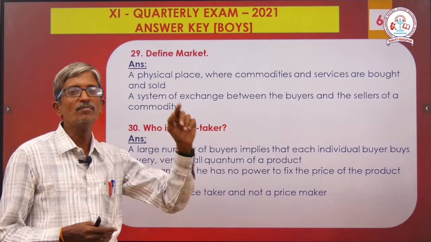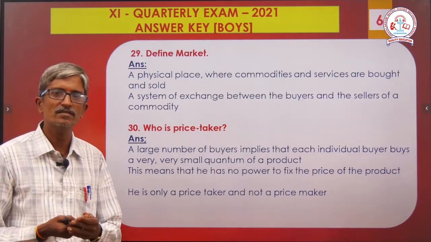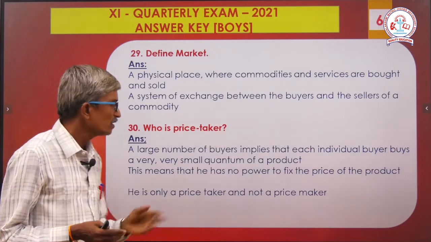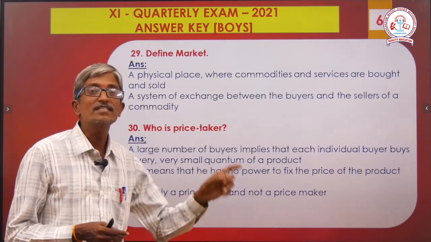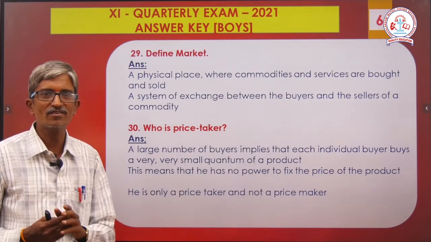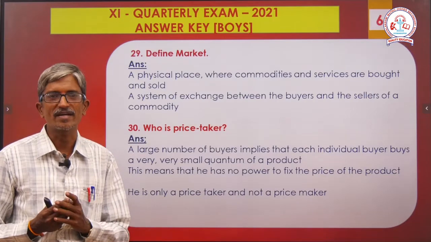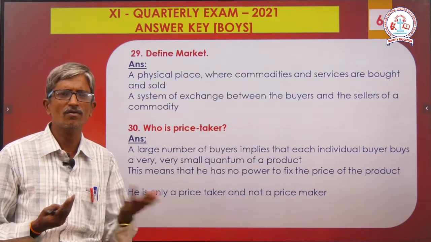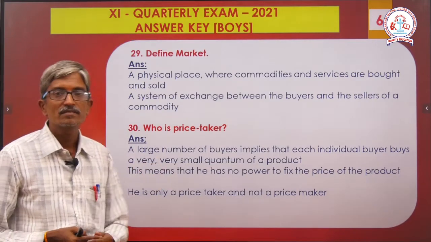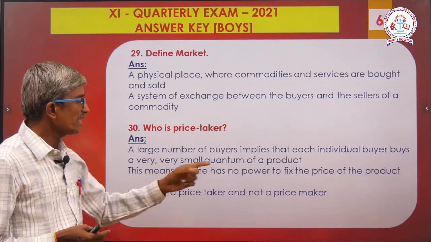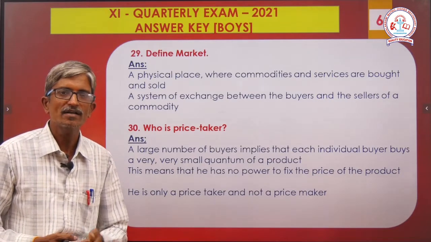A large number of buyers. There is no house without a TV, everywhere television is there. Large number of buyers implies that each individual buyer buys a very very small quantum of a product. For a house, 1, maximum 2, that's all, they won't buy more than that. This means that he has no power to fix the price. He can't fix the price.